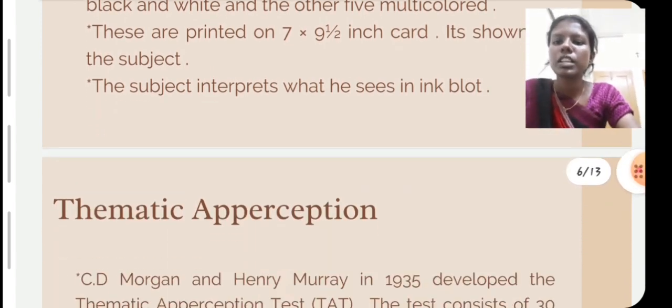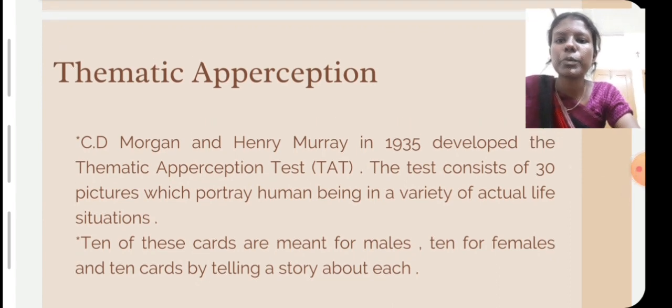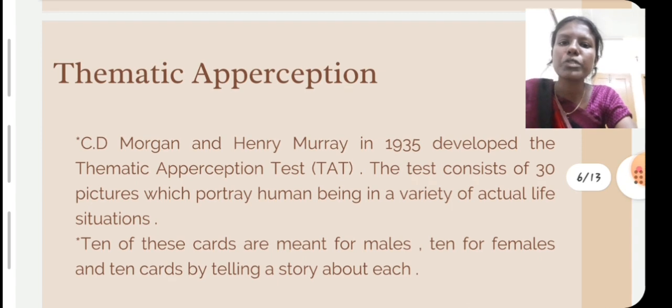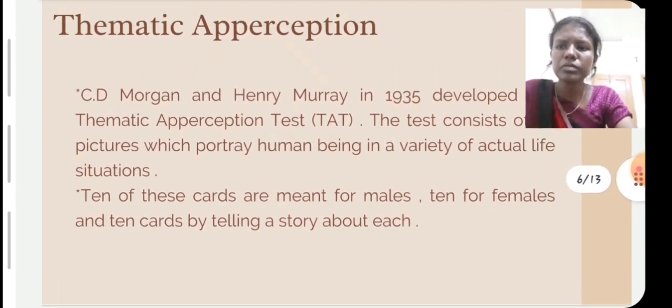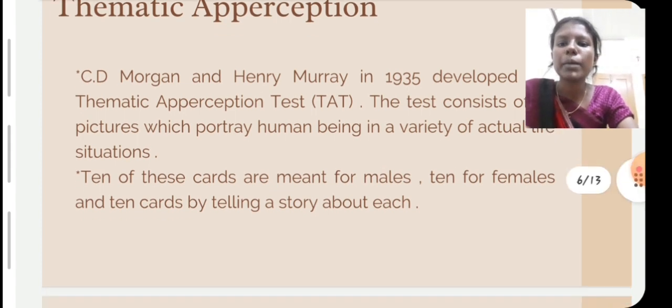Then we see the Thematic Apperception Test. C.D. Morgan and Henry Murray in 1935 developed the Thematic Apperception Test. The test consists of 30 pictures which portray human beings in a variety of actual life situations. Ten of these cards are meant for males, 10 for females, and 10 for both, with the subject telling a story about each.